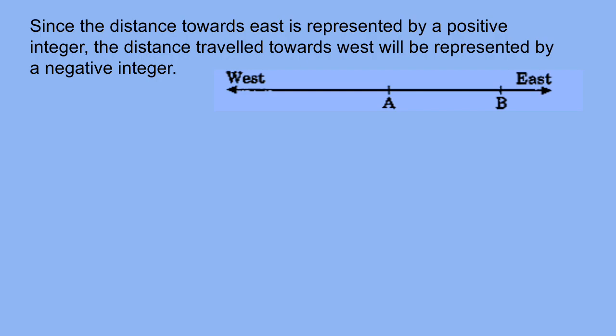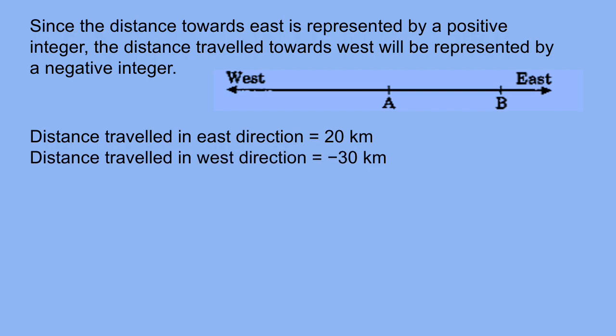Since the distance towards east is represented by a positive integer, the distance traveled towards west will be represented by a negative integer because east and west are opposite directions. So if you use the positive integer towards east, then you have to use negative integer towards west. So first I will write distance traveled in east direction is 20 km and distance traveled in west direction is minus 30 km. So distance traveled from A is equal to 20 km plus minus 30 km.